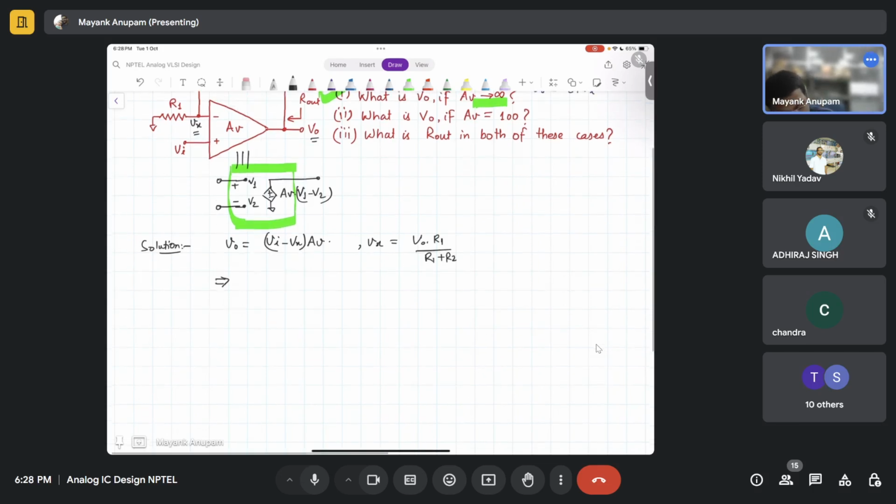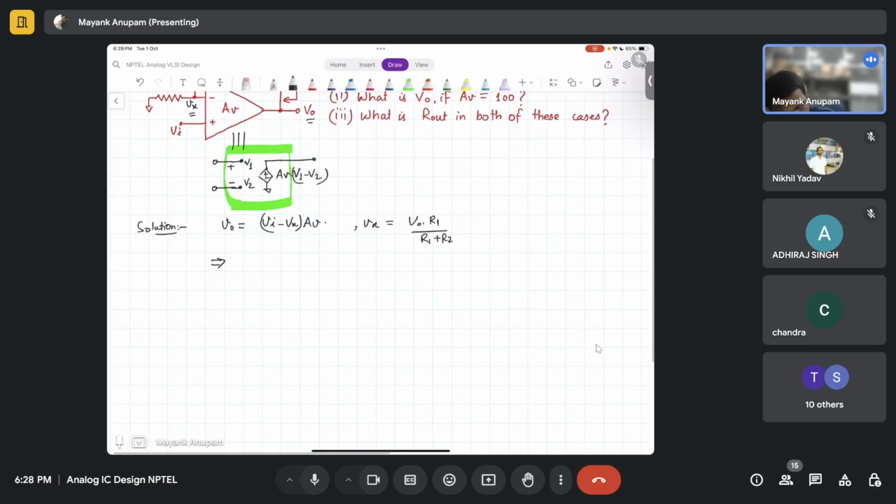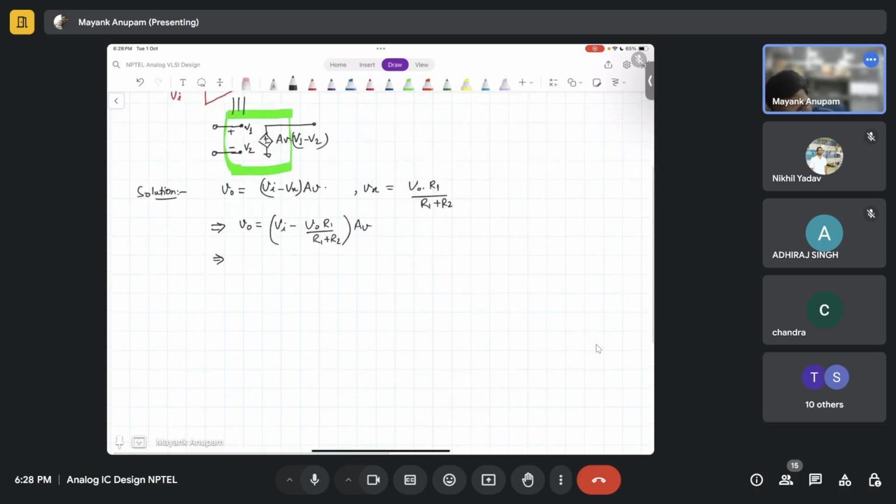So if you put both of these here, what will this V0 be? Vi minus Vx is equal to V0, R1 divided by R1 plus R2, and this into AV. So what will this be? V0 plus, or rather common, 1 plus AV times R1 divided by R1 plus R2 is equal to AV times Vi.